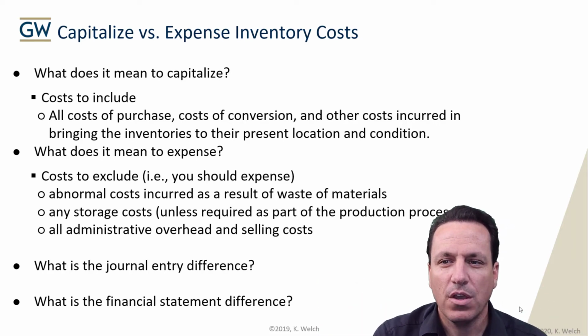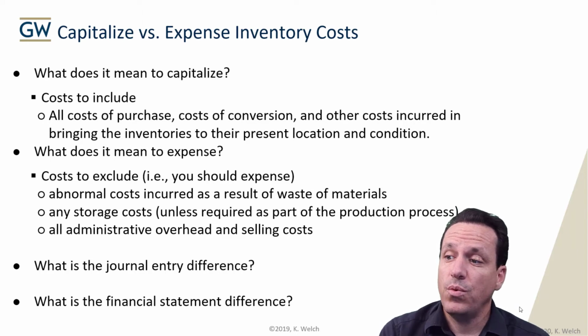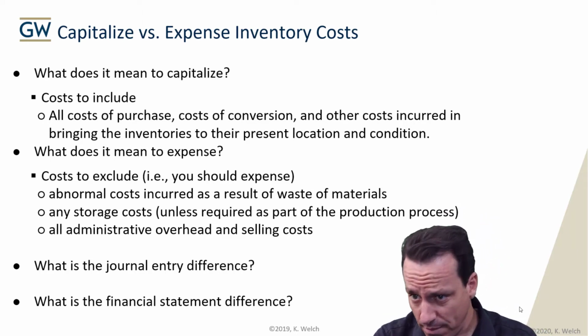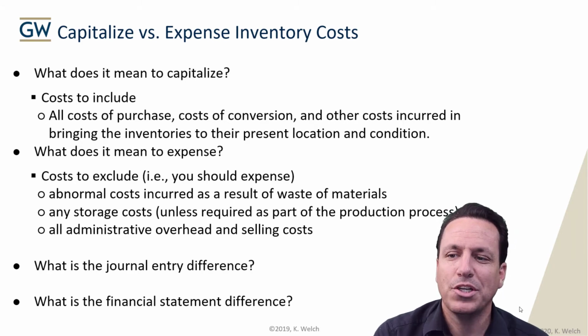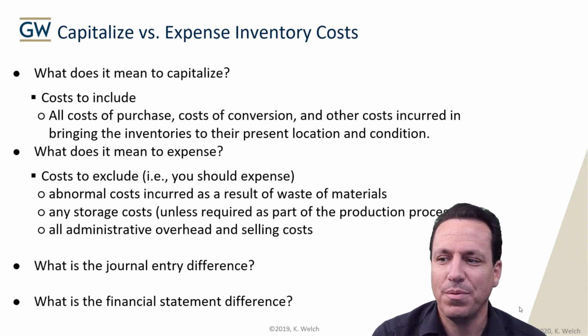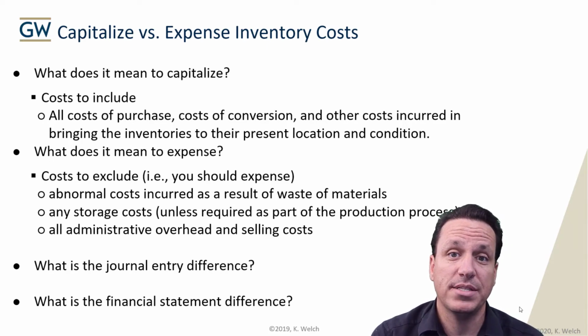So if you have costs associated with getting your inventories to the point that they can be sold, that's what you're looking for. The costs that we do not include, so we exclude these costs in what we capitalize, meaning we expense them, are abnormal costs incurred as a result of waste materials, and any storage costs, unless it's associated with the production process. What do we mean by that? If you're storing your inventory off-site because you just don't have space, that wouldn't be something that you would capitalize.